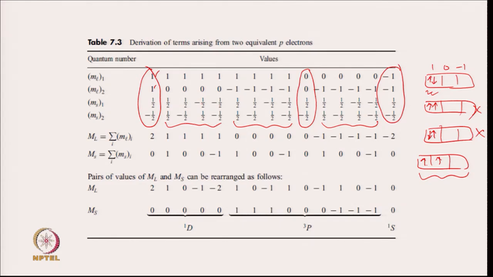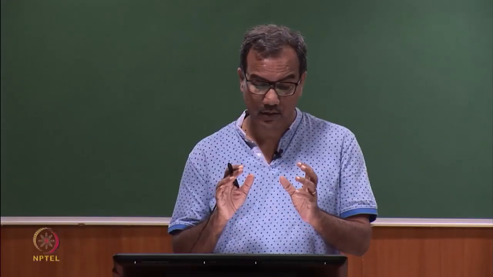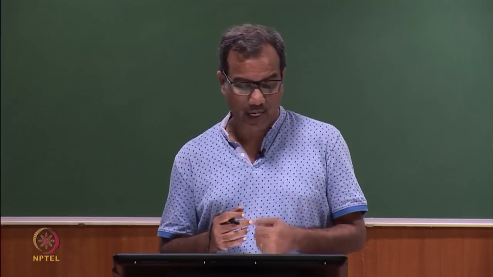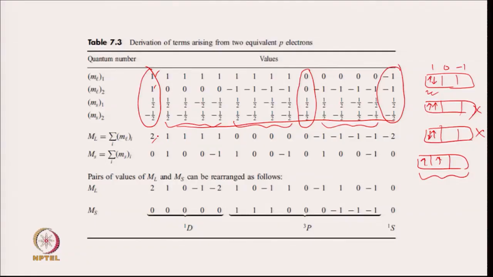So we don't need 0, 1. And similarly, 0, minus 1 we don't need because those two are similar. So you have this combination of terms. Now what we will do is, this is the different combination of ML and MS value possible for two electrons. Now what we are going to do is calculate the L value and S value for each combination. If you do that, you will get L is equal to 2, S is equal to 0. L is equal to 1, S is equal to 1. 1, 0, 1, 0. So this you will get.